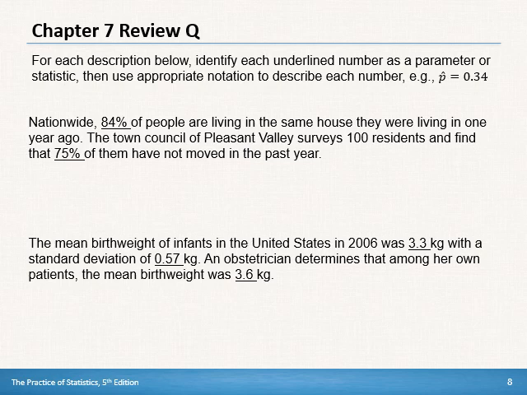All right, so the first one: nationwide, 84% of people are living in the same house they were living in 1 year ago. The Town Council of Pleasant Valley surveys 100 residents and finds that 75% of them have not moved in the last year. Okay, so we have two numbers. Which one's the parameter? Which one is a statistic? What symbols would you put in front of those?